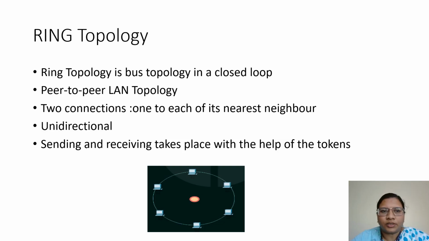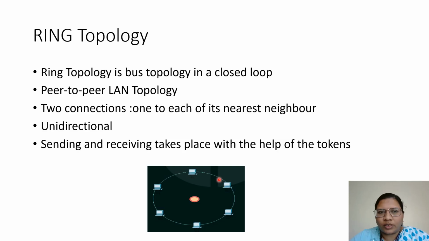Next we are going to see the ring topology. We have already seen what bus topology is. Ring topology is also like a bus topology in a closed loop; you can see this diagram. This is peer-to-peer LAN technology. What is peer-to-peer? Each and every node acts as both a sender and a receiver, and each node in this loop is very important.